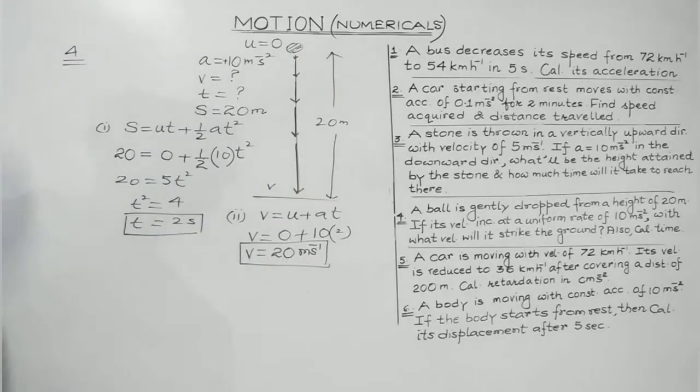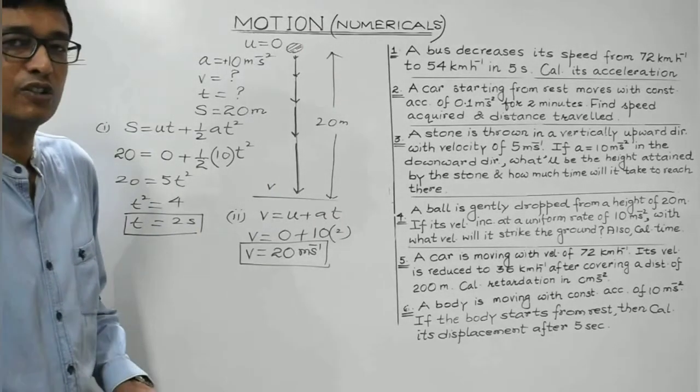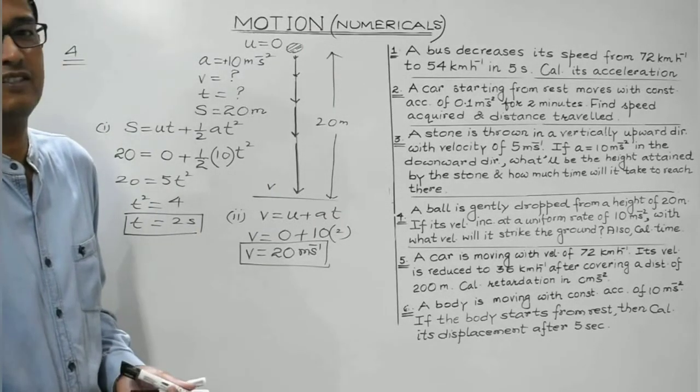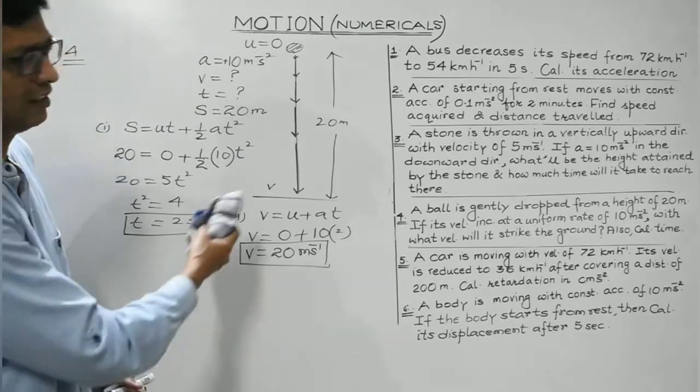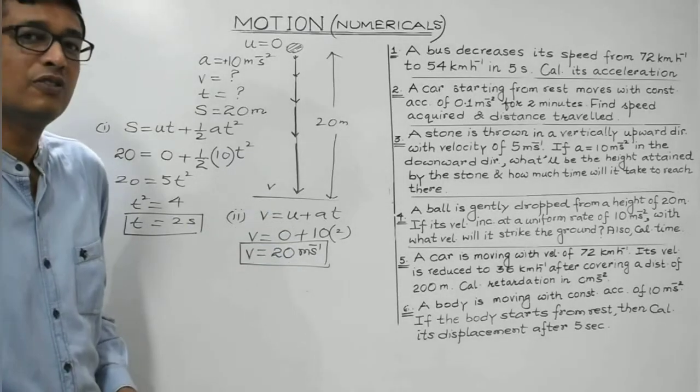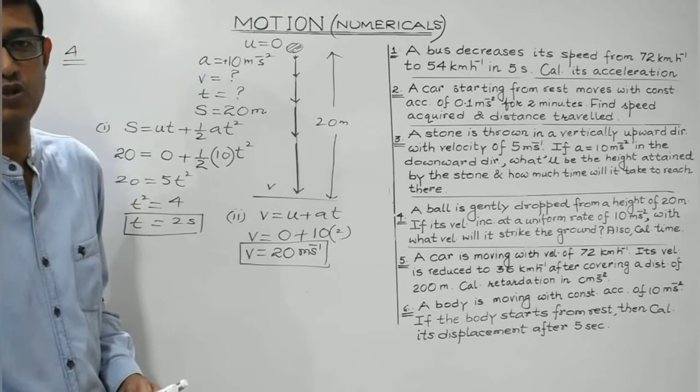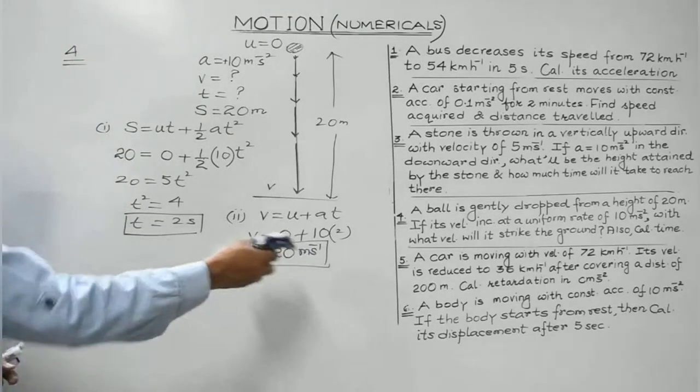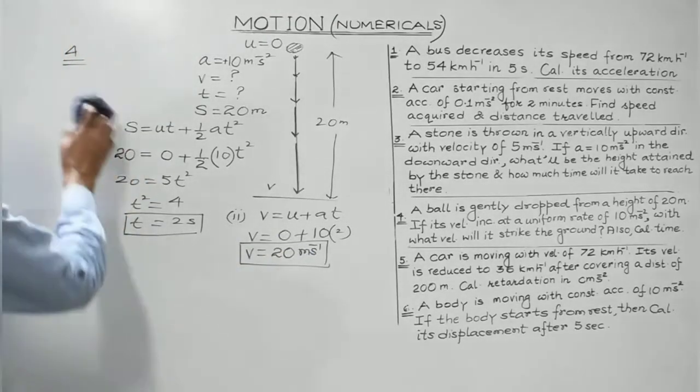The ball will strike the ground with a final velocity of 20 meter per second. Right, students? Again, simply make use of the appropriate equation of motion. Okay, let's consider the fifth question.